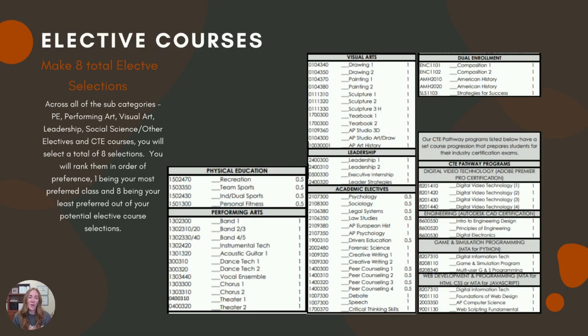So fill this out. 8 total classes ranked in order of preference 1 through 8. If you're signing up for or interested in any classes that have a special application like executive internship, senior leave, leadership, please know that even though you may put it on this application, we have to see that your application went in and it was approved by the person who's sponsoring that, or that you meet the requirements for those opportunities. So please keep that in mind as well.